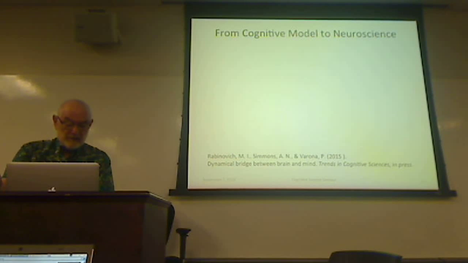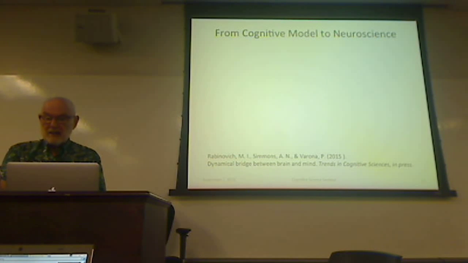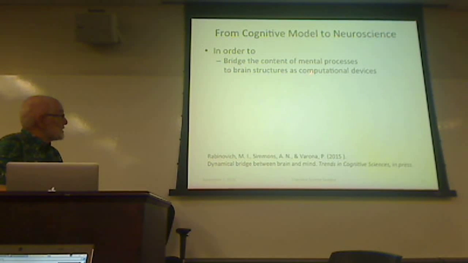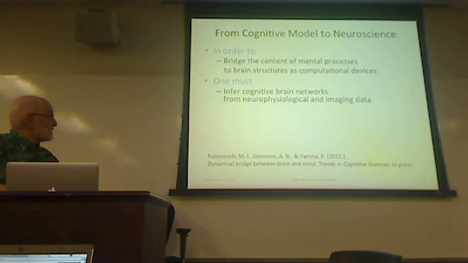And Rabinovich and his group have given us ideas of how to do that, in order to bridge the content of mental processes to brain structures, thinking of those brain structures as computational devices. That's what you want to do. One needs to do three things, he says. You need to infer cognitive brain networks from the neurophysiological and imaging data, fMRIs and things of this sort.